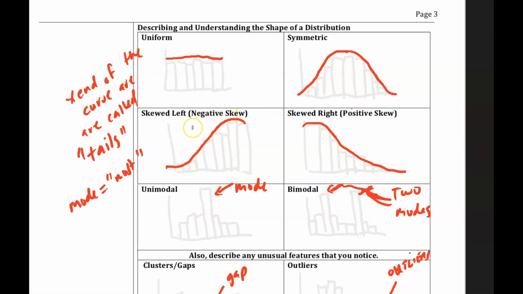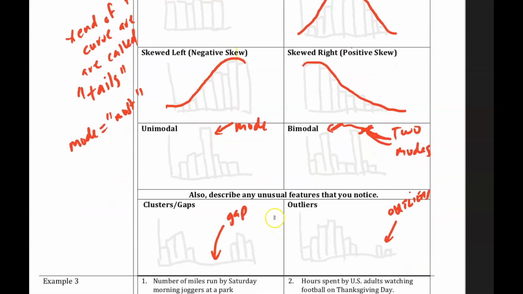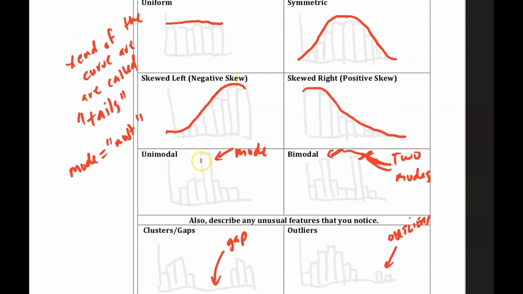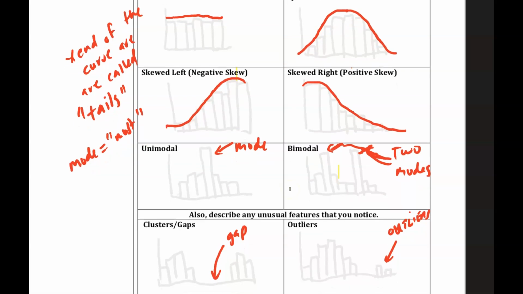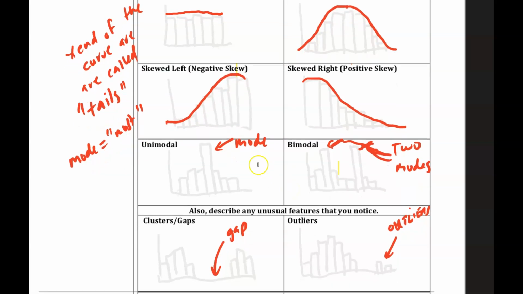So you can see skewed left, I see a tail on the left side. Skewed right, I see a tail on the right side. Symmetric, you can see both tails there. And then you have what's called unimodal, meaning that you have one really high point, versus bimodal, like two very high points, right? And again, remember the mode means the most. And so that's where we have that term modal.